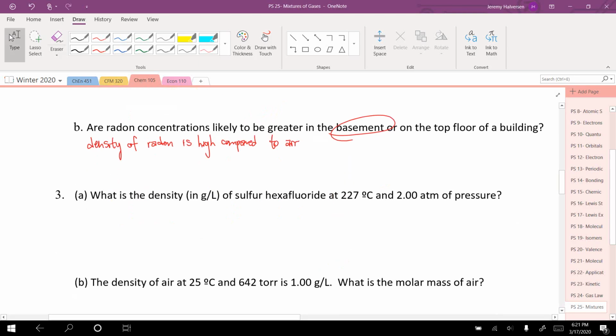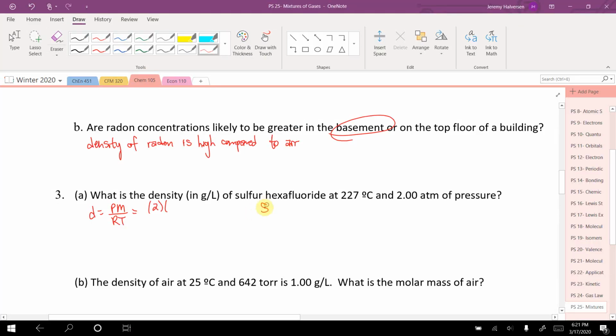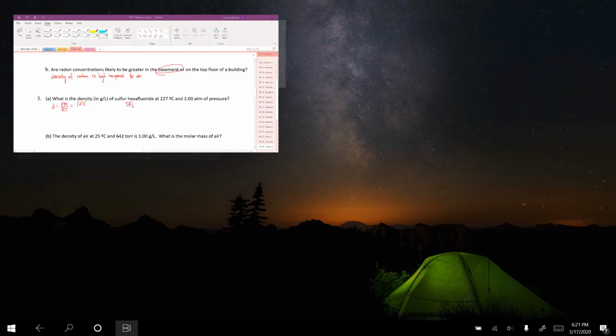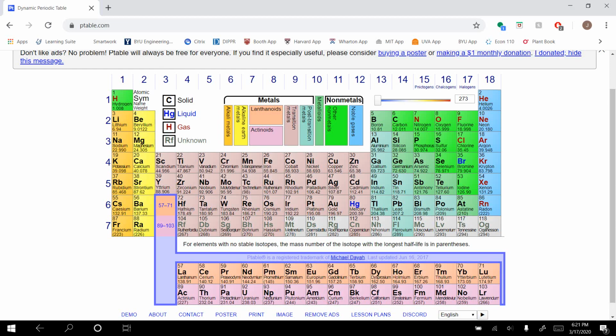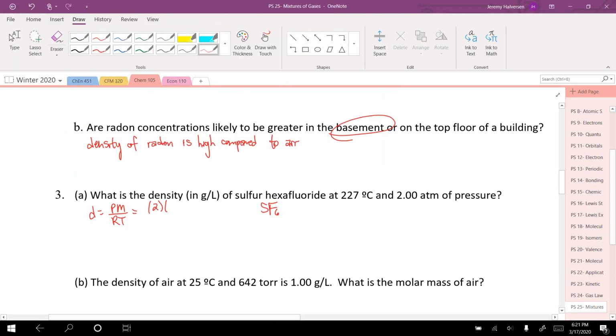All right, what's the density in grams per liter of sulfur hexafluoride at that temperature and pressure? Well, density is PM over RT. We got 2 atmospheres, sulfur hexafluoride, SF6. If I grab the molecular weight here, got S, 32, plus 6 fluorines, which are 19 each. I get a molar mass of 146.